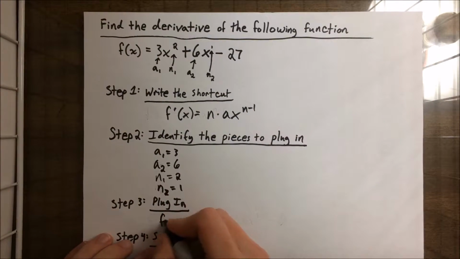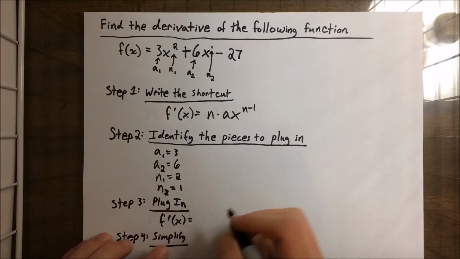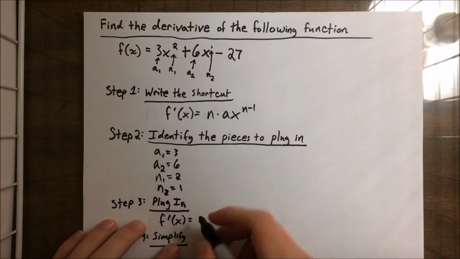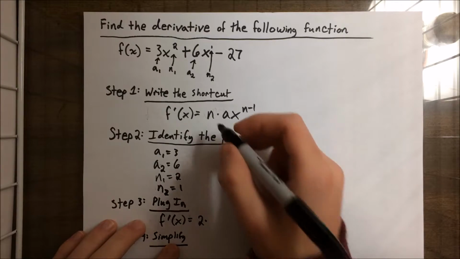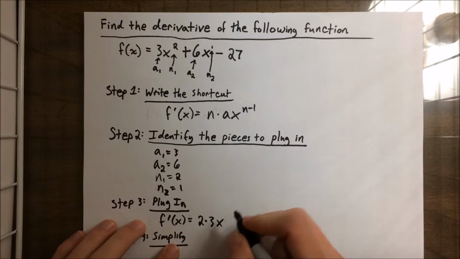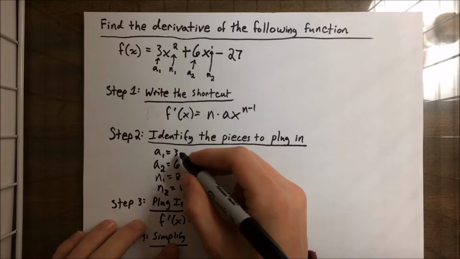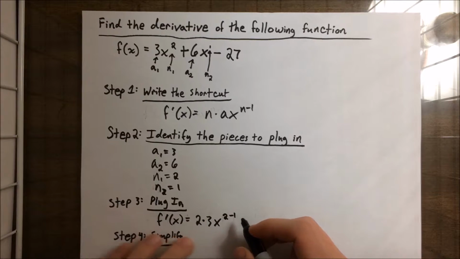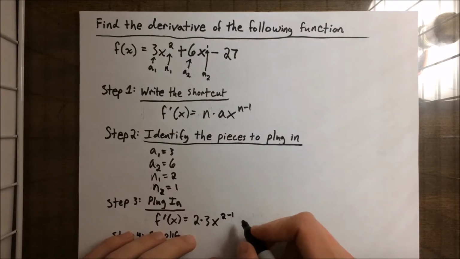So let's plug it in. f prime of x is equal to n1, 2, times 3x, to the n, which is 2, minus 1. So then plus, go ahead and bring that in.